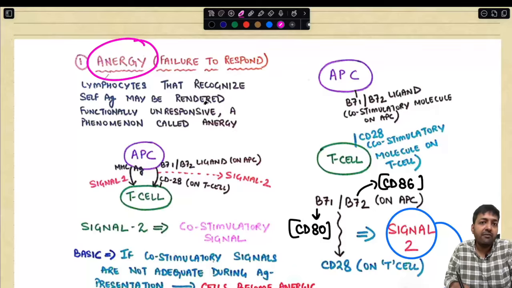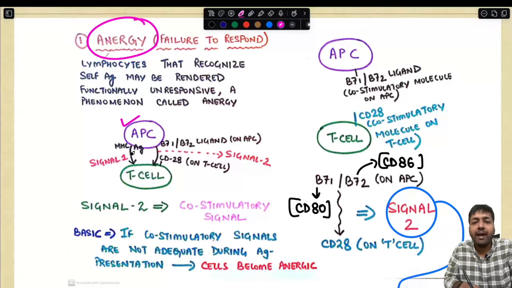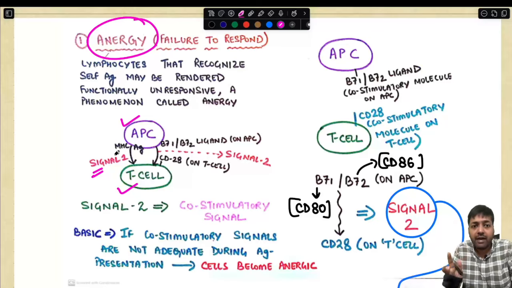Anergy basically means failure to respond. Before we understand that, whenever an antigen presenting cell, an APC, for example a macrophage or a dendritic cell, presents to the T cell, there are two signals involved. The first signal, signal number 1, is the MHC antigen presented by the APC to the T cell receptor of the T cell. Again I will repeat, signal number 1 is the MHC antigen on the APC engaging the T cell receptor.